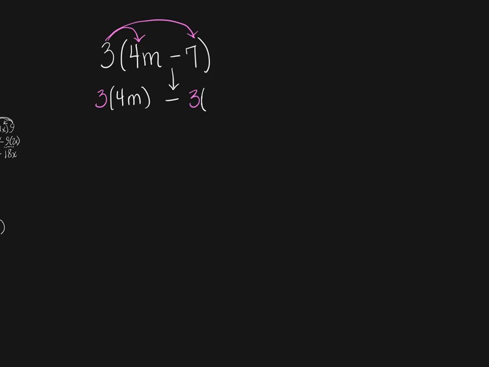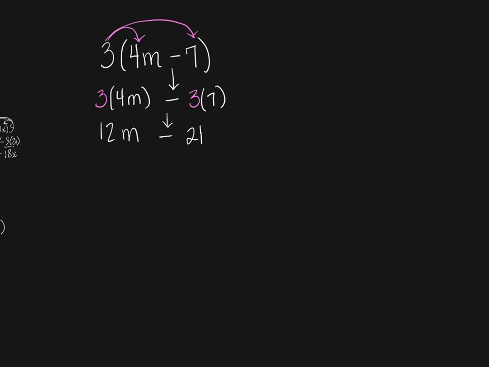Let's look at 3 times 4m minus 7. Pause me and do this one on your own. All right, welcome back. Let's check your work. Hopefully you took 3 here, and you took 3 here. So 3 times 4m. Bring your sign down. 3 times 7. 3 times 4 is 12m. Bring my sign down. And 3 times 7 is 21. That should be what you have there.